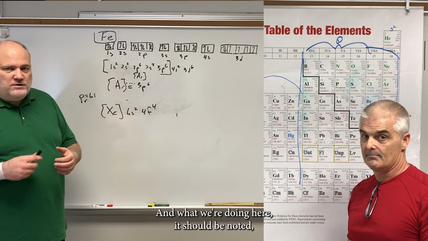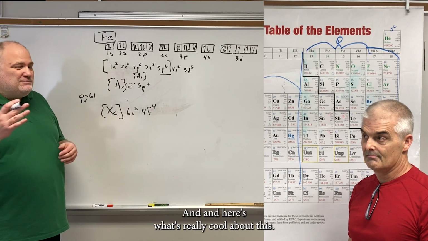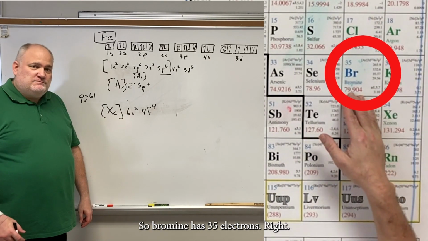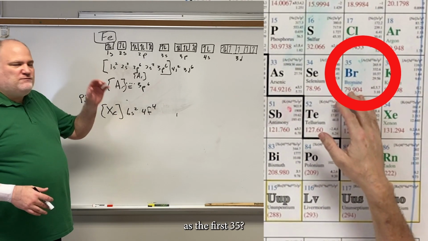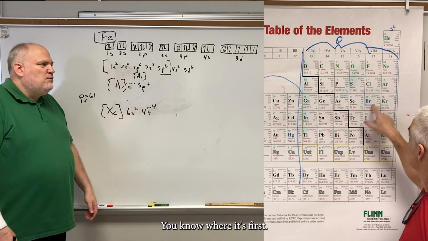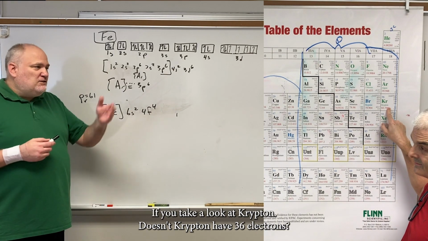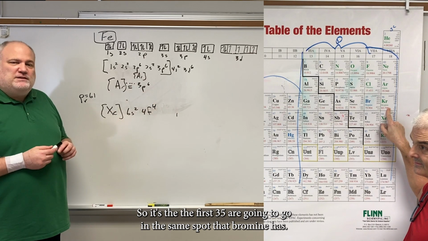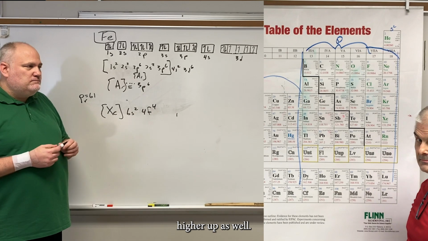And what we're doing here, it should be noted, is we're putting everything in the ground state. So this is the lowest energy orbitals, and here's what's really cool about this. Can you put your finger on bromine again? So bromine has 35 electrons, right? Do you realize that the first 35 electrons of, let's say I have 100 electrons, are going to go in the same spot for every single atom? Put your finger right next to it on krypton. Doesn't krypton have 36 electrons? Yeah, so the first 35 are going to go in the same spot that bromine has. So the number that we have assigned to each of these, we can do for anyone higher up as well.